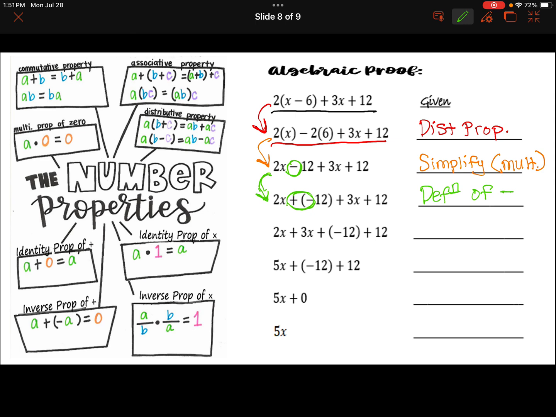Okay, now that I have said that was a legal move, I'm going to go from here to here, and I'm going to say, okay, what did they do? And I noticed that right here, all they did was change the order. And the property that says we can change order is the commutative property of addition.